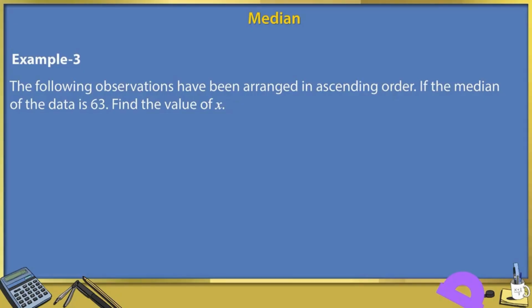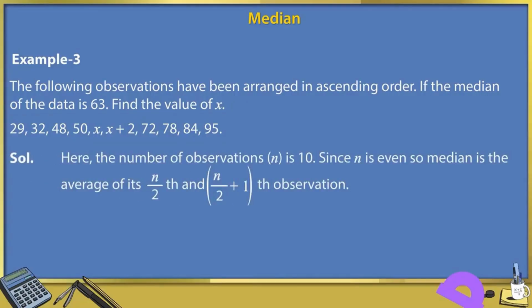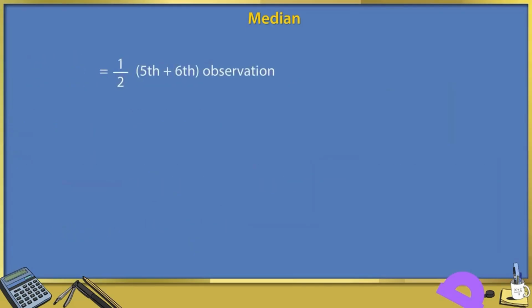If the median of the data is 63, find the value of x. Solution. Here, the number of observations, n, is 10. Since n is even, the median is the average of its (n by 2)th and (n by 2 plus 1)th observation. Median is equal to 1 by 2 in the brackets (n by 2)th plus (n by 2 plus 1)th, which is equal to 1 by 2 in the brackets 5th plus 6th observation.